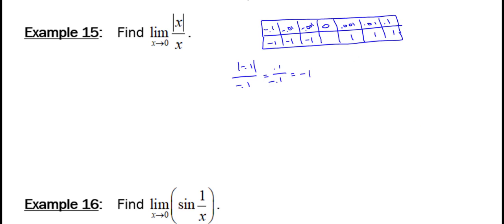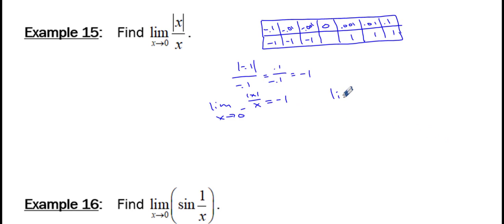Okay, let's do a little bit more writing. What is the limit as x goes to 0 from the left of absolute value x over x? What can we conclude from our table that we created? What's the intended height as we approach 0 from the left? Negative 1.